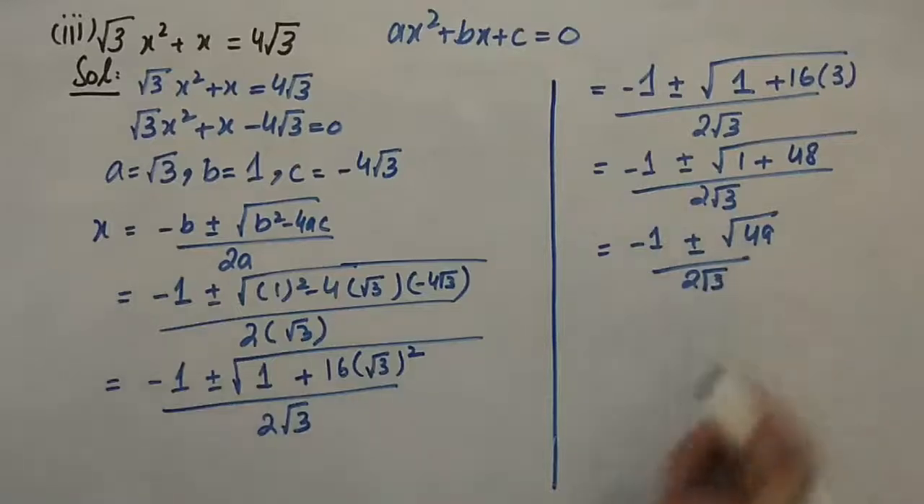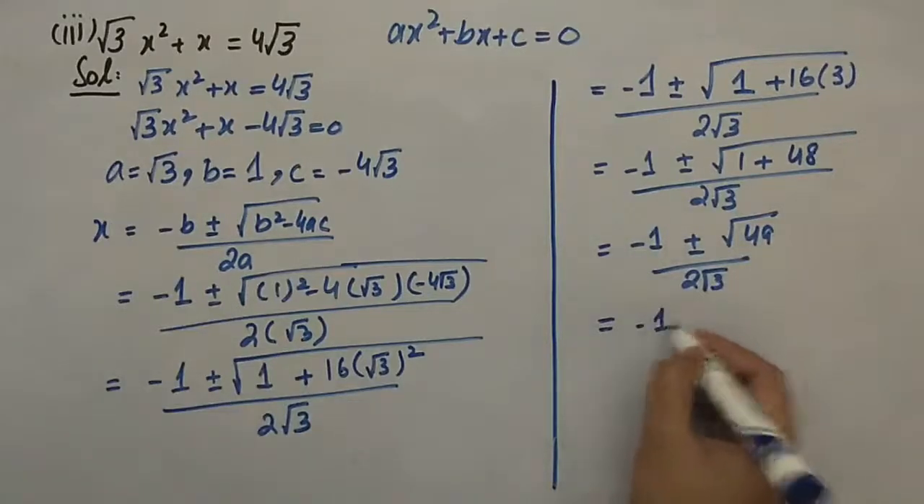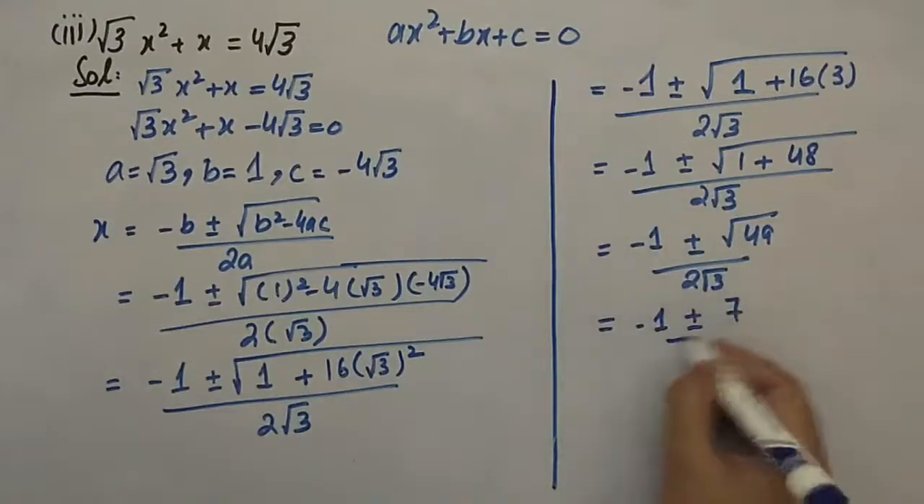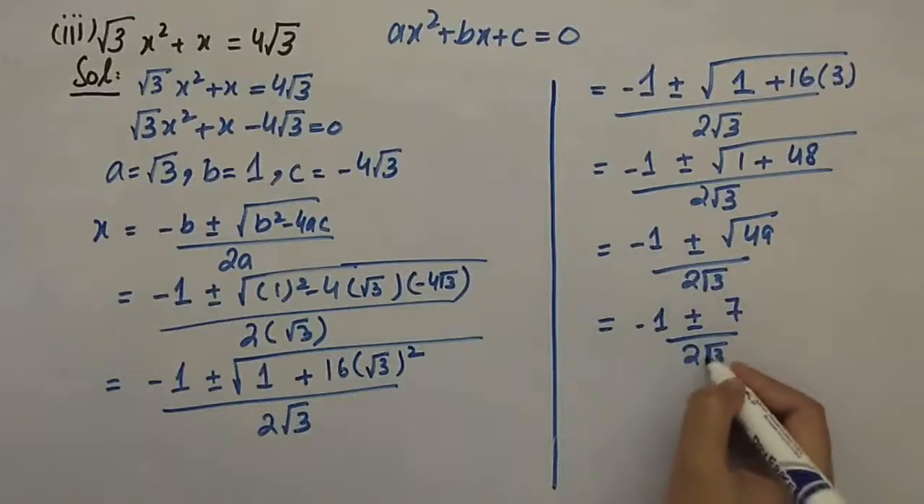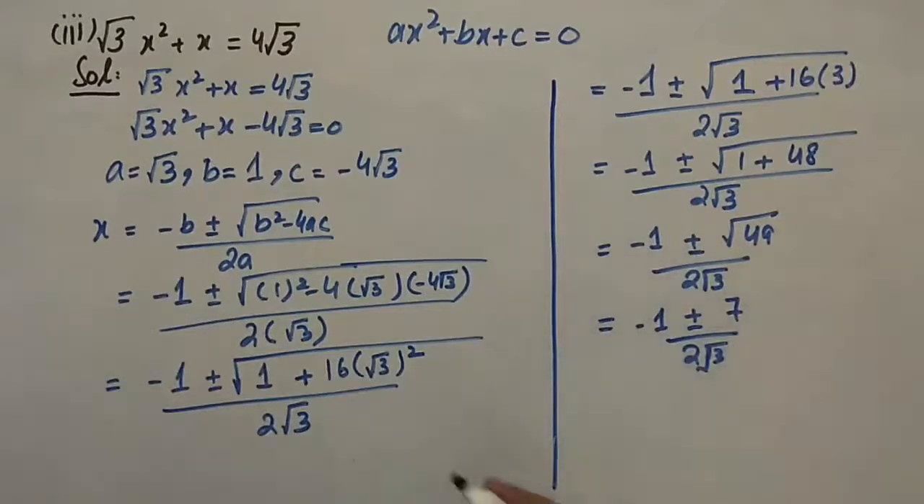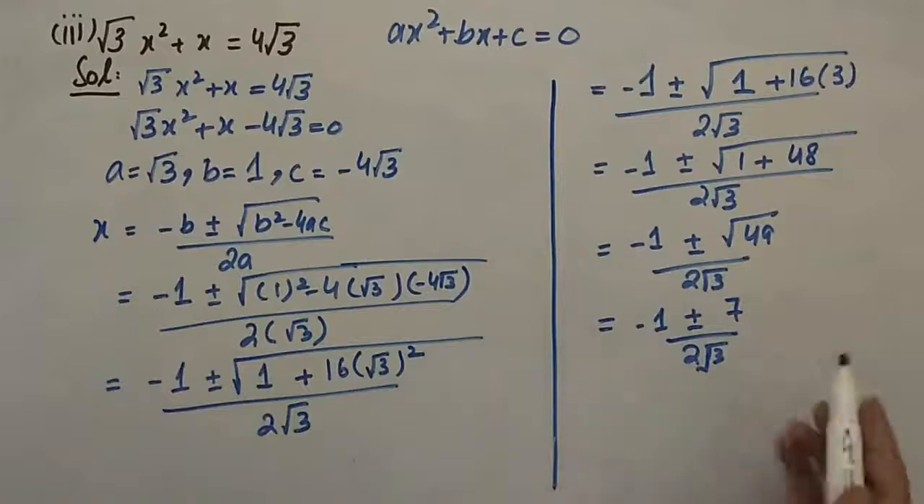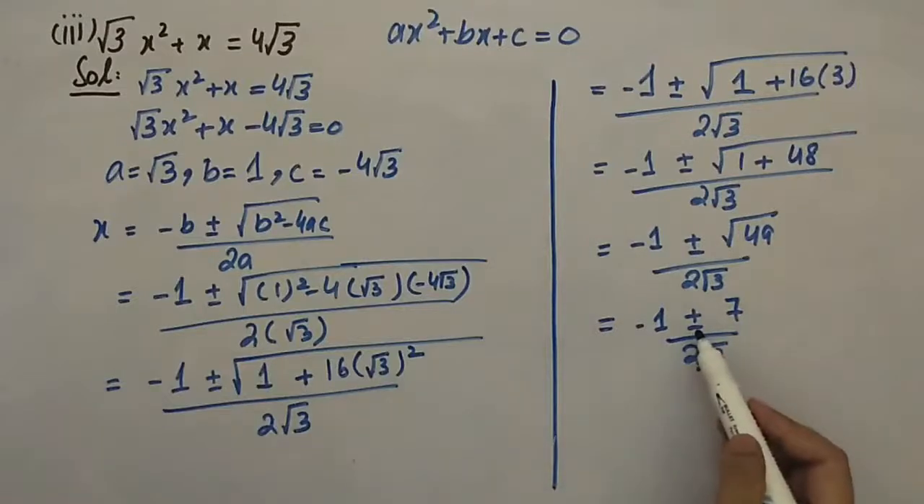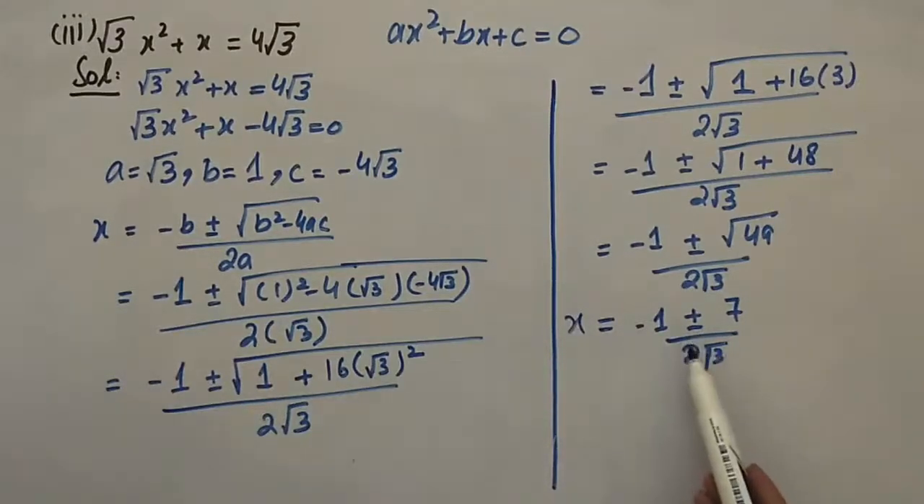What is the under root of 49? It's 7. -1 plus -7 over 2 under root 3. Clear? So we get two values of x here. One is with +7 and one is with -7. Clear? Now we have to solve it more.